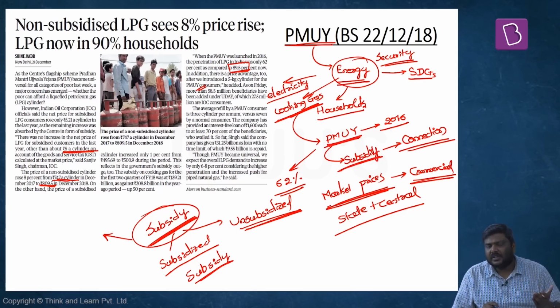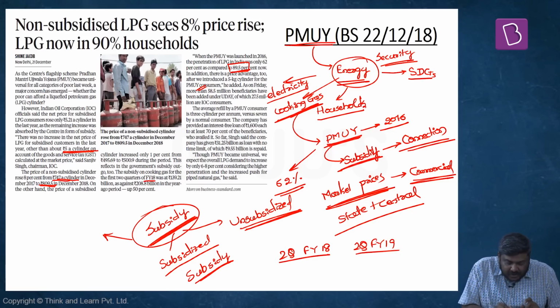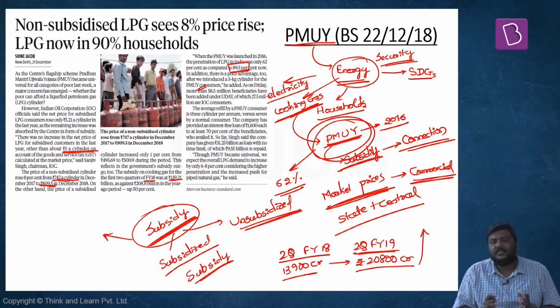The numbers given in this particular article compare the first 2 quarters of financial year 18 to the first 2 quarters of financial year 19. For financial year 18, the expenditure incurred by the Government of India in the form of the subsidy on LPG was around 13,900 crore rupees, which has suddenly ballooned in a span of a year to more than 20,800 crore rupees. So basically you can see that the subsidy burden on the Government of India has ballooned because of the implementation of this kind of scheme.